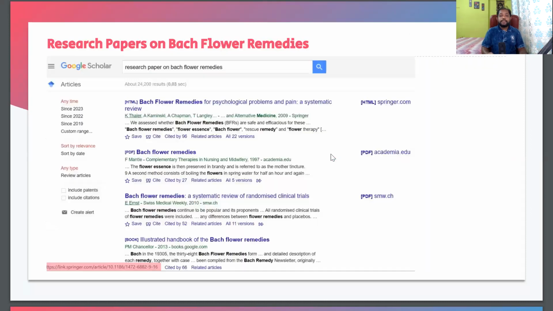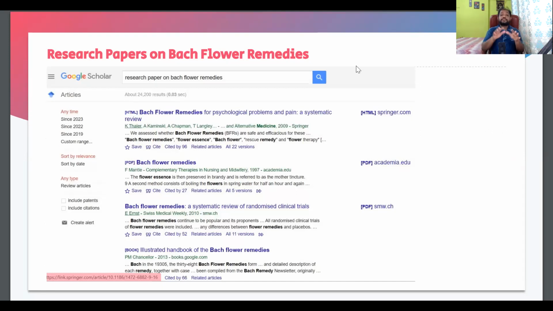Okay. Moving to the next part, there are certain research papers on Bach flower remedies which are going on today on the internet. You can find it all. The research papers are basically about how, in terms of the physical body, we can heal, and how we can take care of our pain and the challenges in our life.